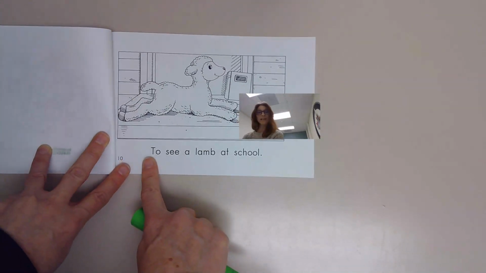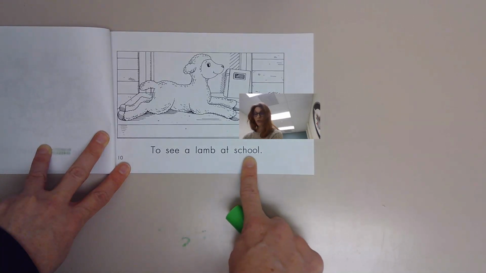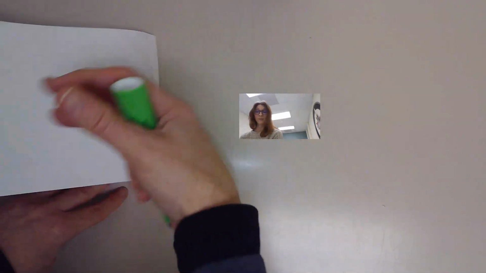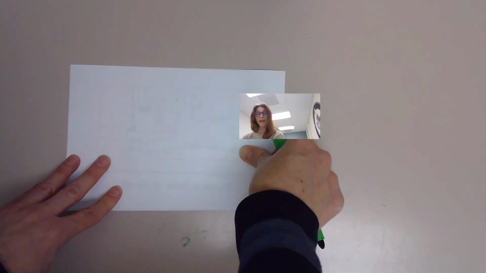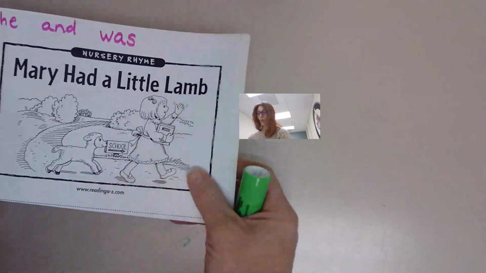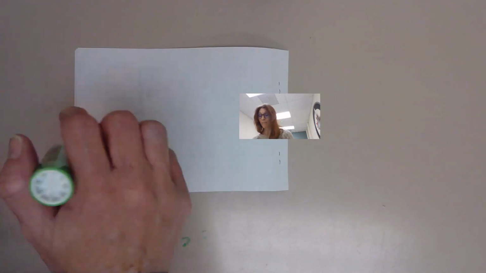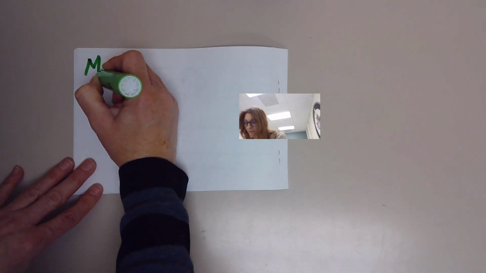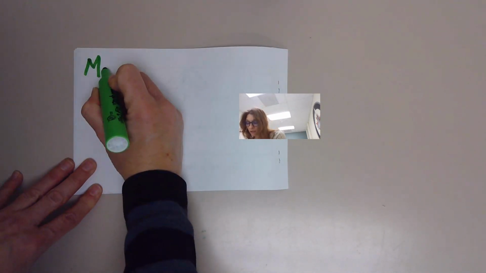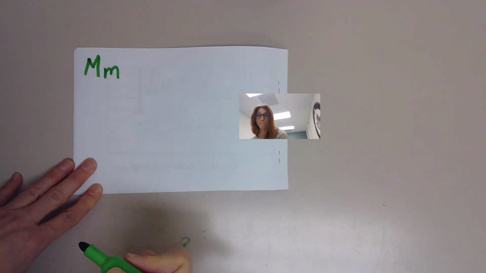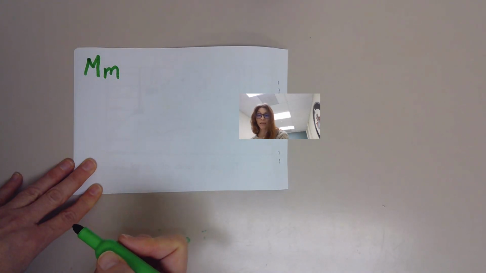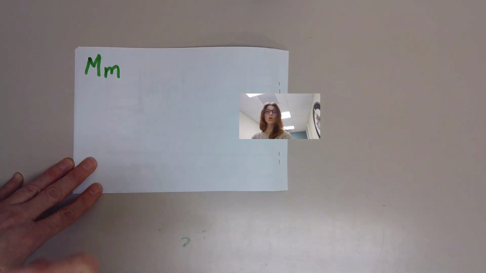And one more page. No word was. Okay. On the back of our book, we're going to practice a couple letters and the word was. We are going to practice the letter M for Mary. M, capital M, lowercase m. Mum, Mary, marvelous, magical, music. Those are all M words.